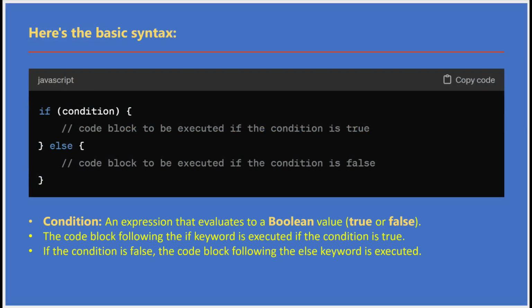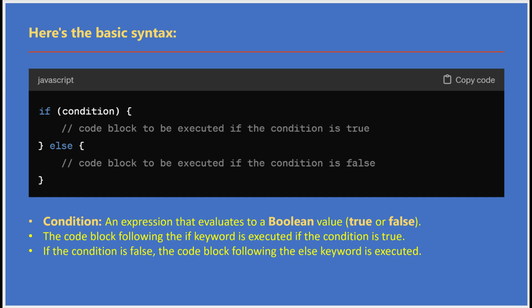At its core, the if and else statement is pretty straightforward. It evaluates a condition to either true or false, and executes different blocks of code accordingly. Imagine it as a question. Is this condition true? If the answer is yes, then JavaScript will execute a certain block of code. If the answer is no, then it will execute a different block of code.